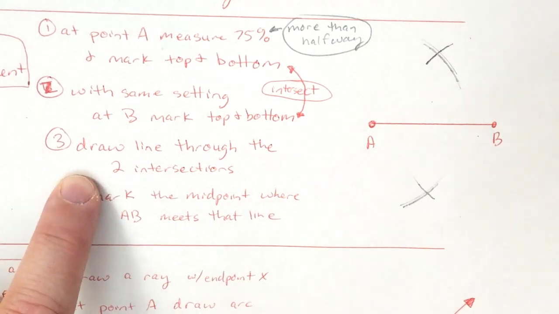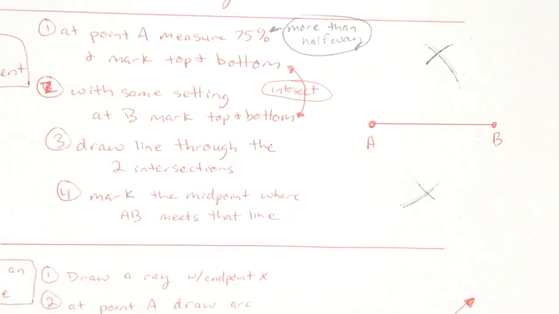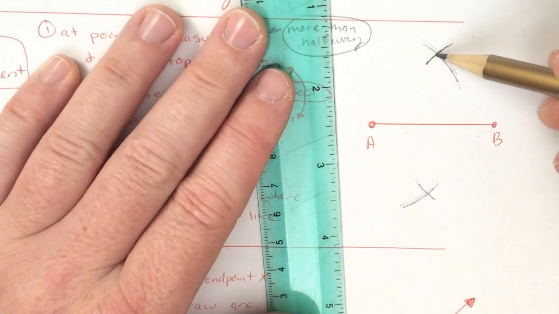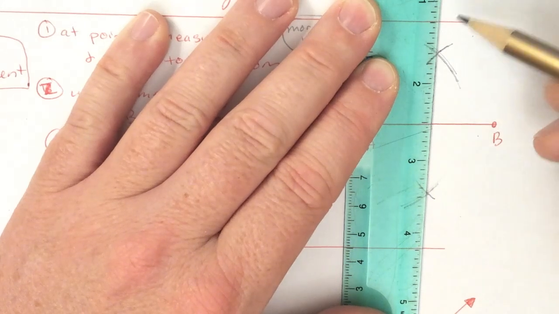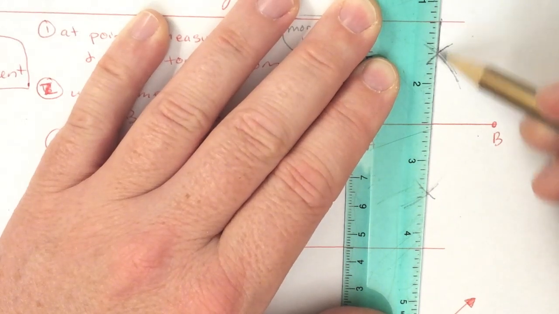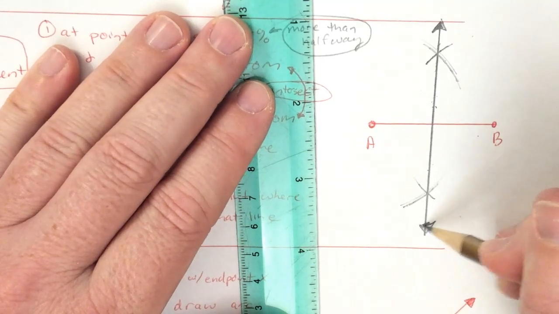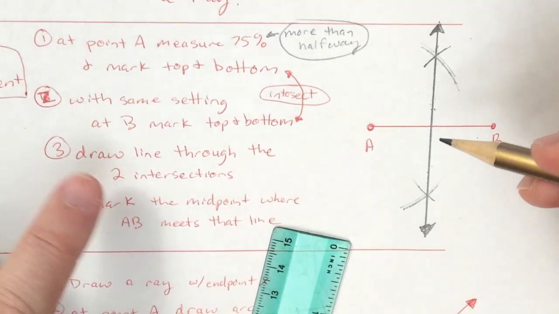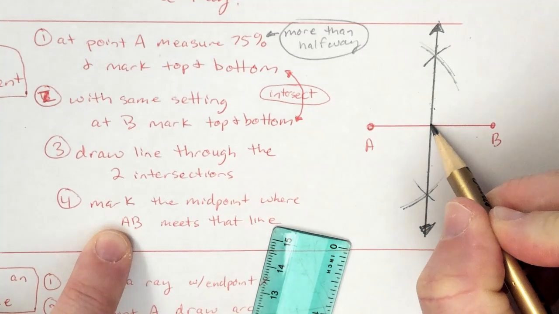All right, now that we have those intersections, we're going to draw a line through those two intersections. We're going to use a straight edge. We have this intersection and this intersection, right there and there. We're going to draw a line through those, and that goes on forever and ever. So we draw a line through those two intersections. Your last part is to mark that midpoint.